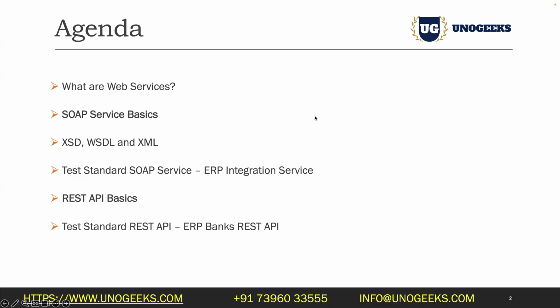There are two types of web services available in the market today, guys. You have SOAP services and REST APIs. These are the two popular types of web services we have in cloud. We'll be focusing on SOAP service basics today, and we will cover REST API basics tomorrow. By the time we complete tomorrow's session, you would know all the basics, all the key terms associated with a SOAP service as well as REST APIs.